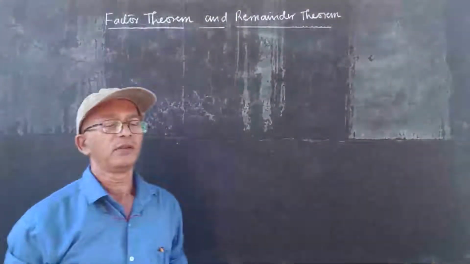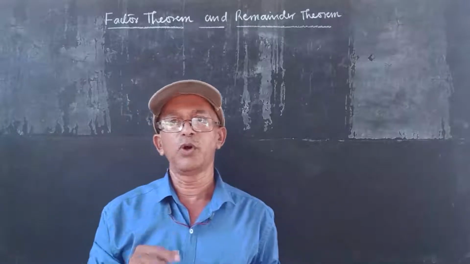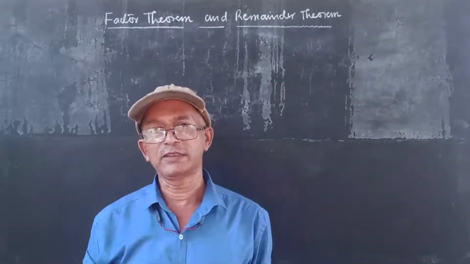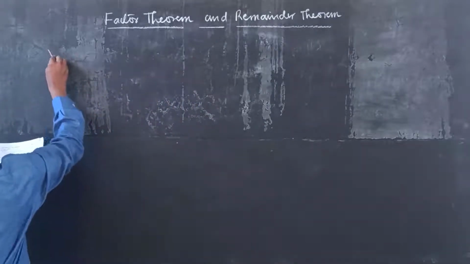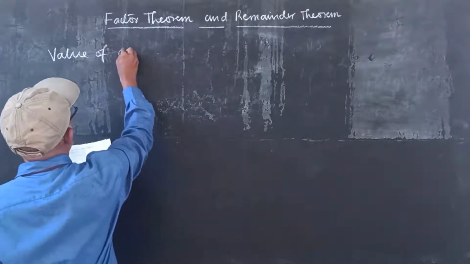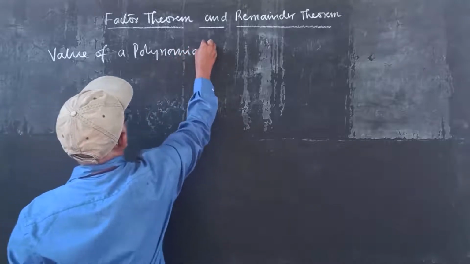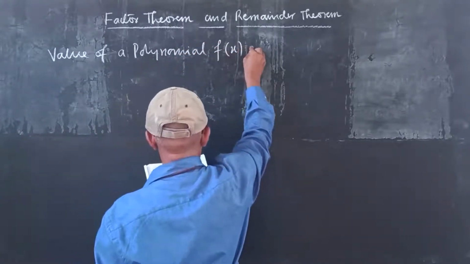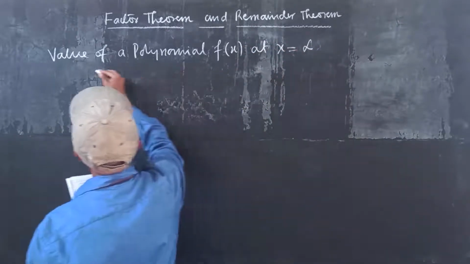Now, having studied the polynomial equation, we shall learn one more most important topic: the value of a polynomial f(x) at x is equal to alpha.